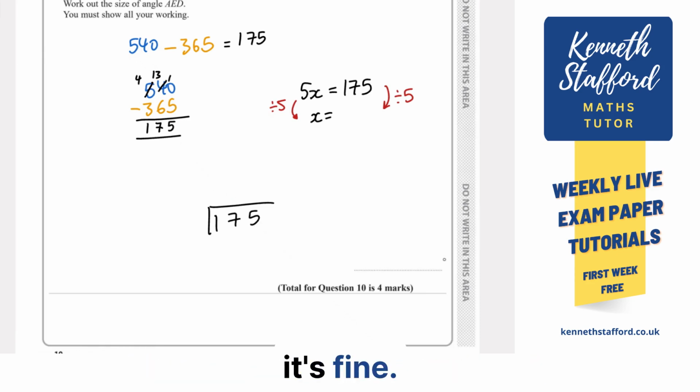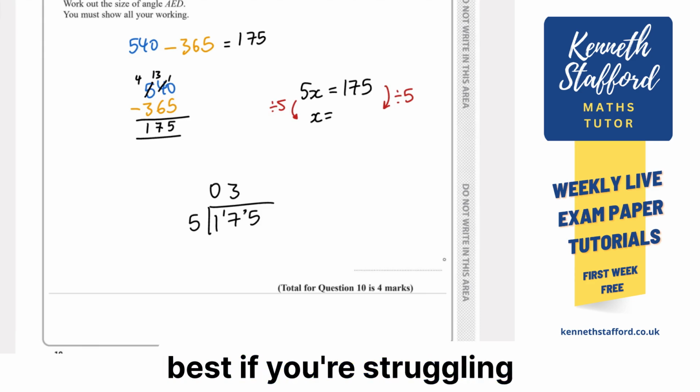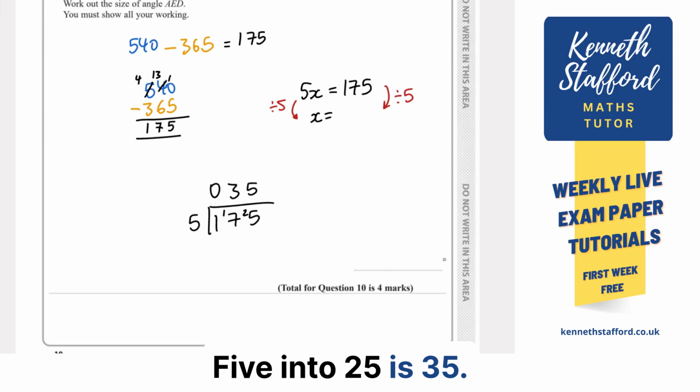You can do that in your head, it's fine. But bus stop method's always best if you're struggling to do it in your head. 5 into 175 is 35.